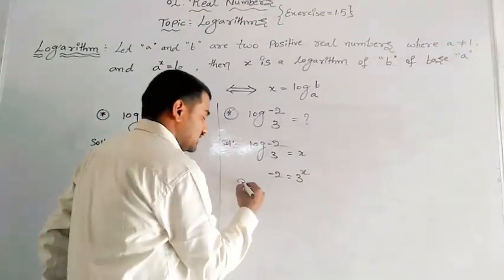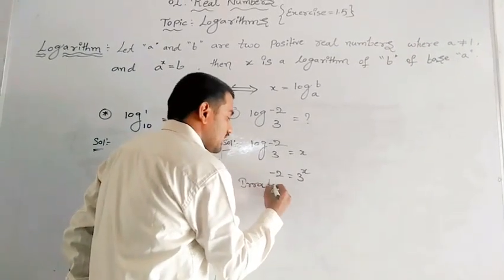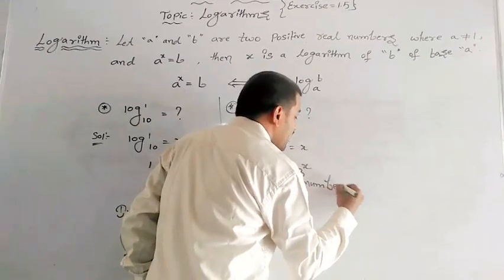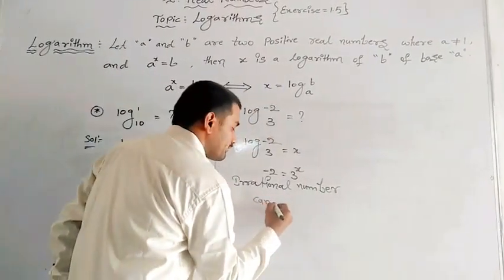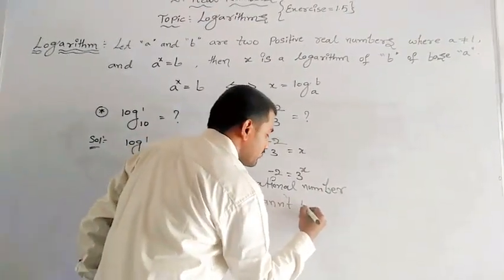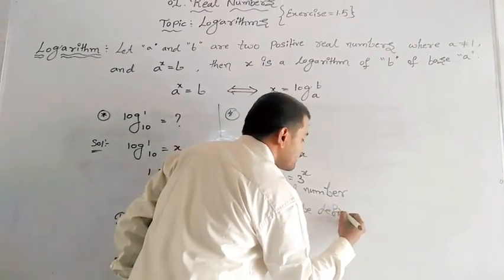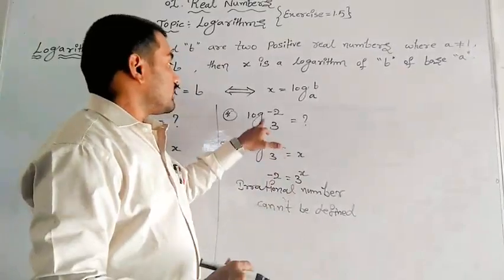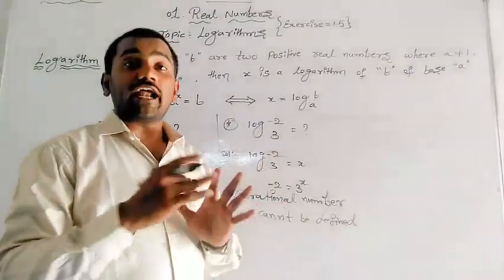So in this situation, we cannot define this value. We cannot define this value. So log minus 2 of base 3 cannot be defined.